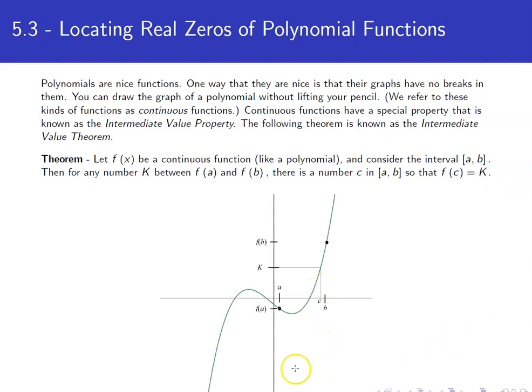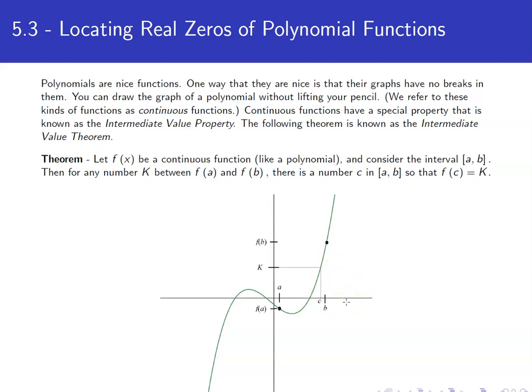So let's look at a picture. Here is a polynomial, so it's continuous. Here we have f of a. Here we have f of b. So my output f of a is here on the y-axis, and my output f of b is here on the y-axis. I just choose some number k in between those two values. If I go across to the function where I hit the output k, I can drop down to the x-axis and see the input that I need.